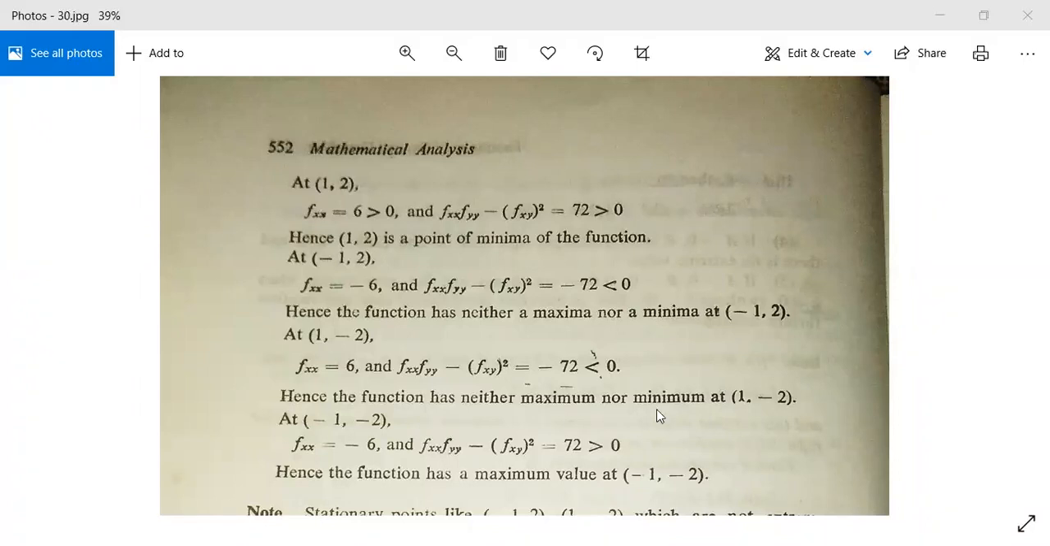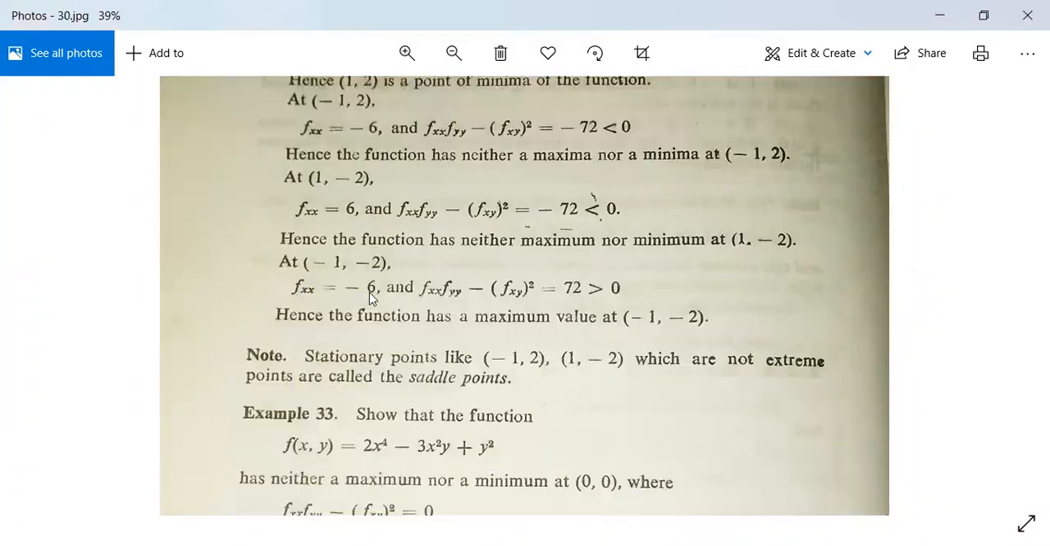Next we have the last point, (-1, -2). So fxx is minus 6 and fxx fyy minus fxy whole square is 72, which is greater than 0, and fxx is negative. So the function will have a maxima at this point, (-1, -2). So we solved the problem. Stationary points like (-1, 2) and (1, -2), which are not extreme points, meaning at these points we have neither maxima nor minima, are called saddle points, because this comes out to be less than 0 in both the cases.